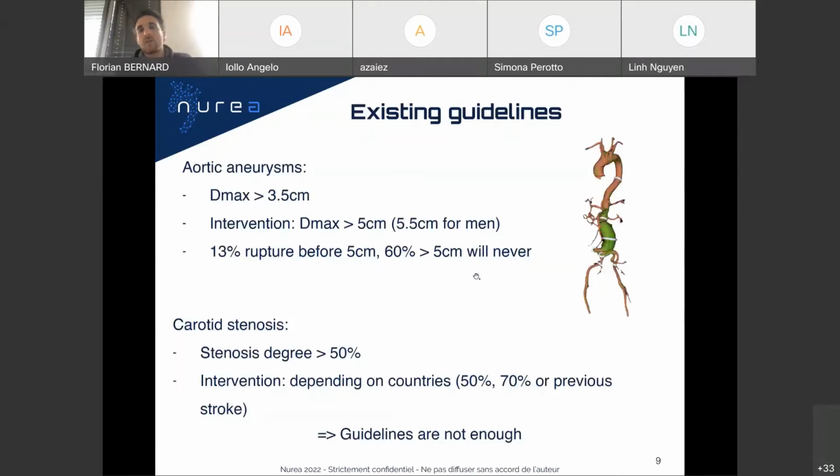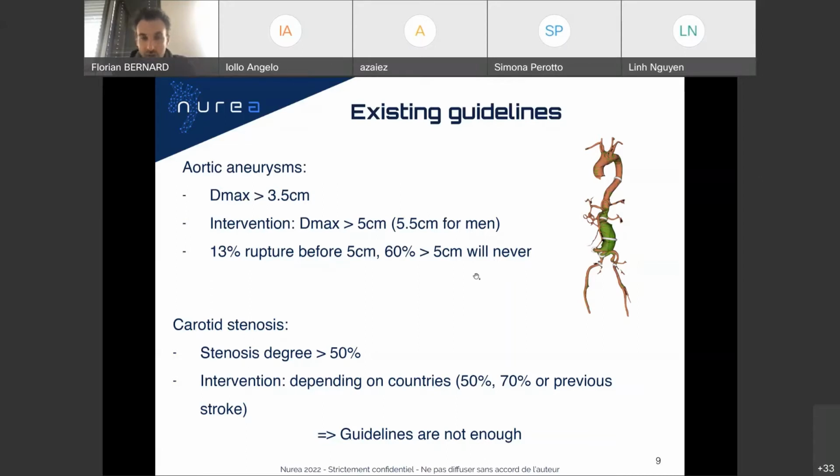So to diagnose these diseases and decide if an intervention is needed, there are some guidelines which are based on the metrics we just talked about a few minutes ago. So diameters and stenosis degree. For aortic aneurysms, you have guidelines on the maximum diameter of the aorta. It is considered as an aneurysm if the diameter is larger than 3.5 centimeters. And we decide the intervention if the diameter is larger than 5 centimeters, 5.5 for men.